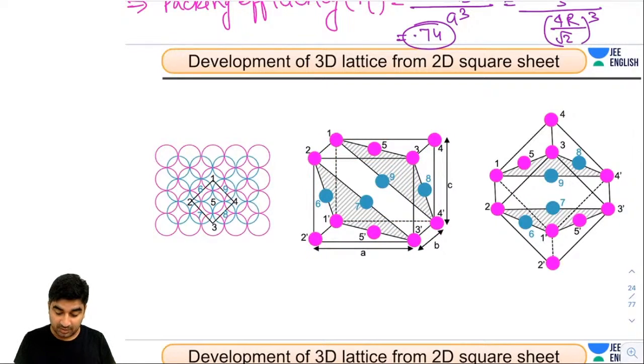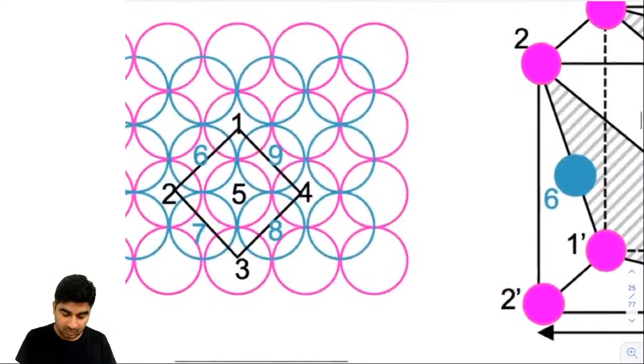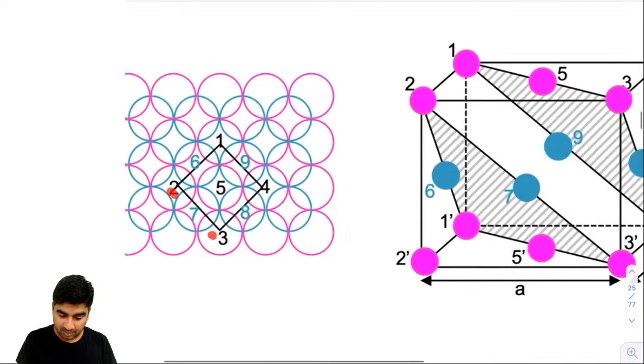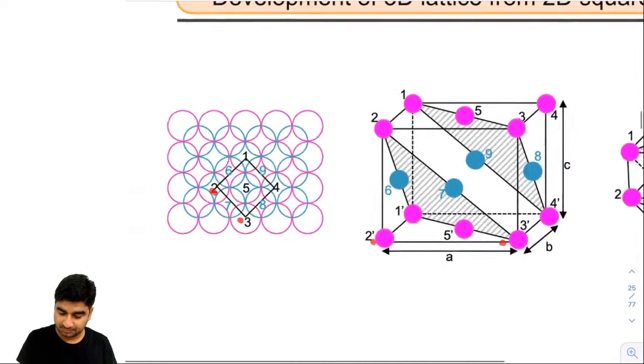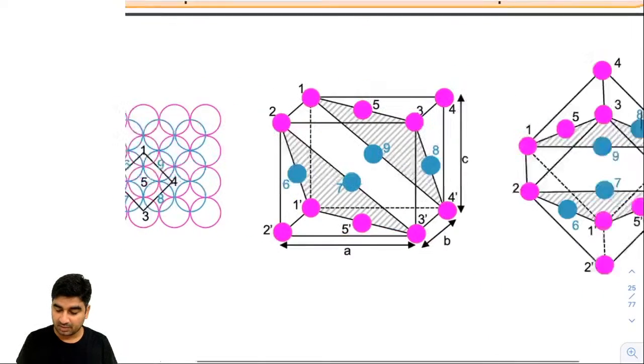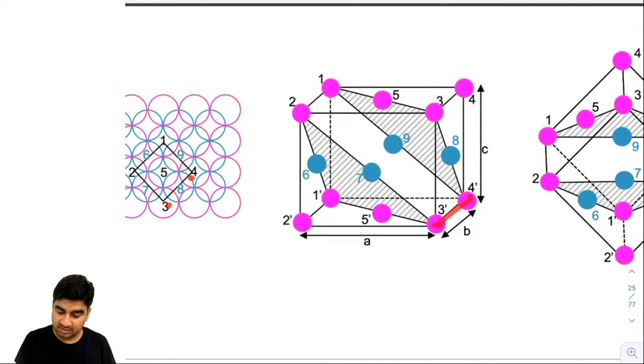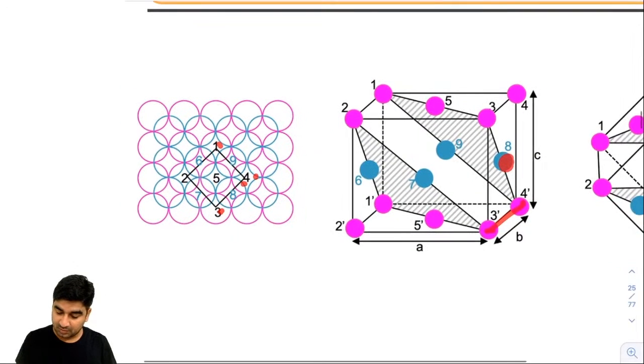So guys, where are the pink ones? From here you can see 1 and 2. This is 1, this is 2, and here we have 6. Then 2 and 3: this is 2, this is 3, and here we have 7 on this face. Then we have 3 and 4. So guys, this is 3, this is 4, and this is number 8. 4 and 1: this is 4, this is 1, and number 9.